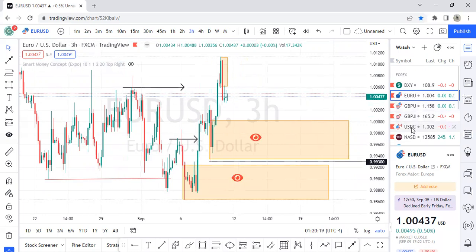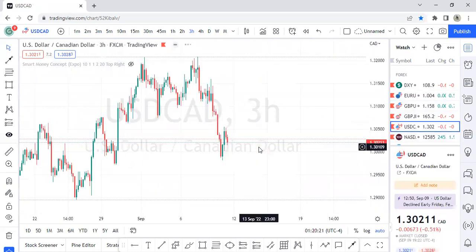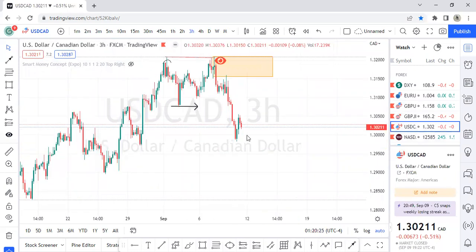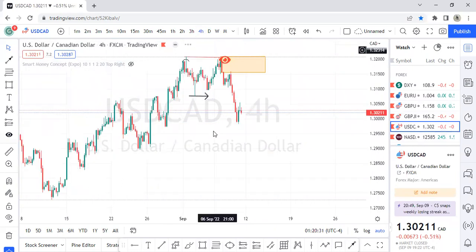So let's go to the USD CAD. The USD CAD moves in sync with the US dollar. So if the dollar index is bearish, then USD CAD is bearish too. So let's look at the structure of the USD CAD. Let's go to the daily time frame.